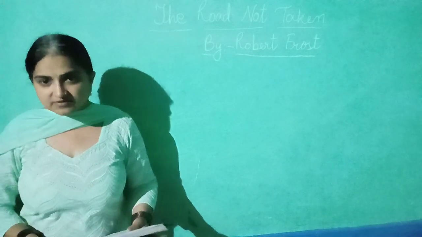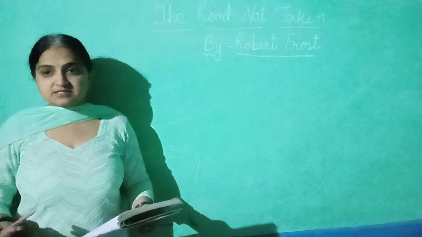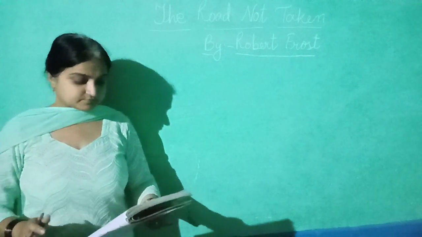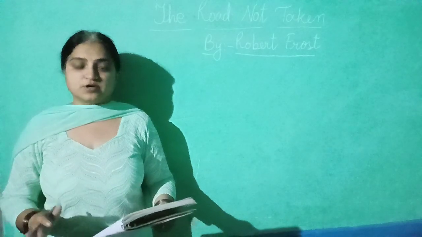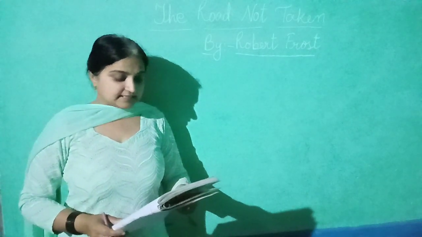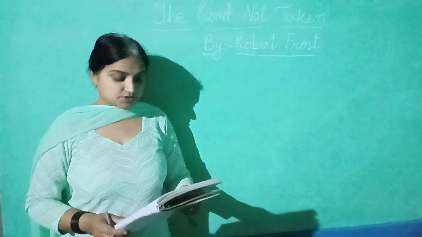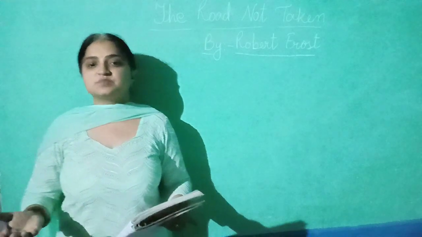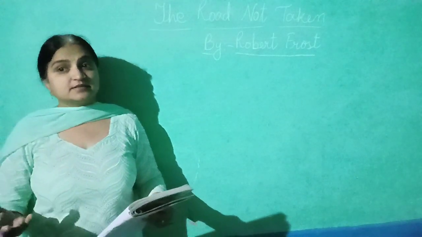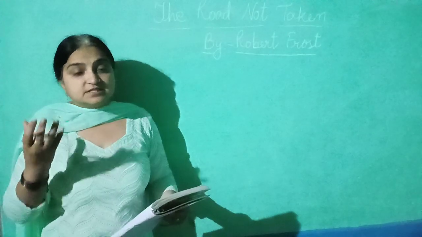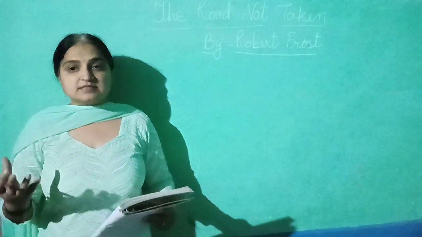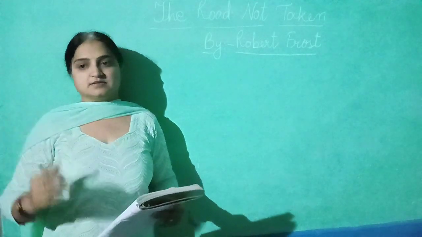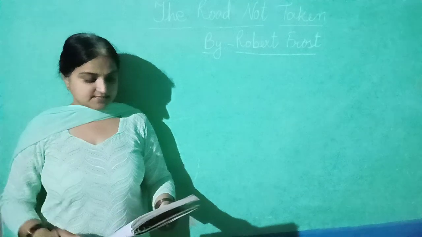Yes, he is a single traveller, and it's obvious that one person cannot travel on two roads. Means here he has to make a choice. So he stood there and he thought for a while. And he looked down one as far as he could to where it bent in the undergrowth. Now, undergrowth means the grasses or the trees, their shades. Okay, so the vision of the poet went there as far as he could see.